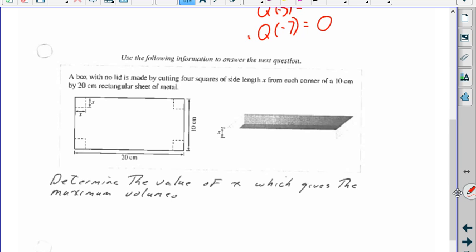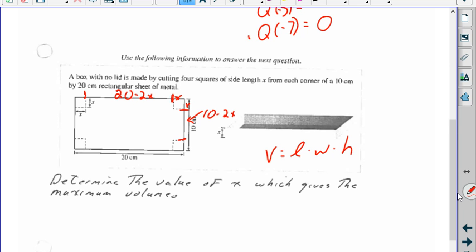Volume of a box is length times width times height. So we're going to cut x out of each side. So this side length would be 20 minus 2x, because it loses an x from each end. I'm going to fold it up at that point. This one here is going to be 10 minus 2x.